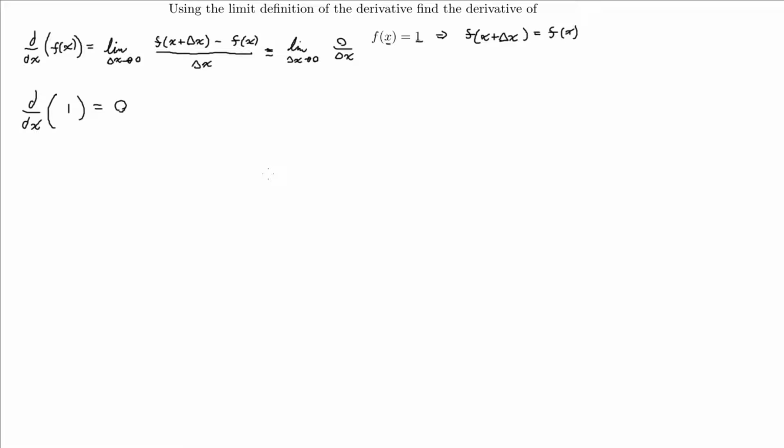And this applies to any constant, not just 1, right? If I had f of x is equal to c, where c is some constant, I'd still have that the derivative with respect to x of c would still be equal to 0, right? And this is some constant, right? So all in all, not too bad. Pretty simple limit definition problem.